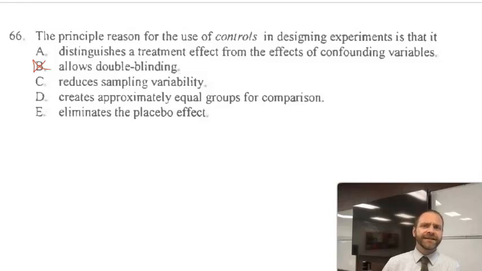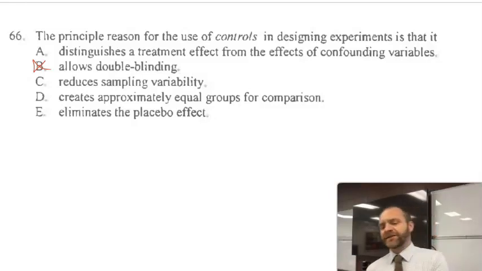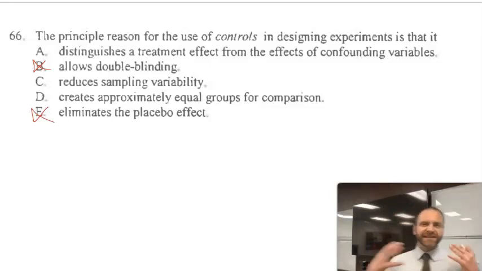Choice E, eliminates the placebo effect. Well, you can think about control groups. Okay, but what about the word eliminates? That's a strong word. You never really eliminate the placebo effect. You try to reduce the impact of it by using the control group. But that's not what control in experimental design is. So I don't think it's E. I'm stuck between A, C, and D. They all sound good. So which one is it? Which one am I dealing with?